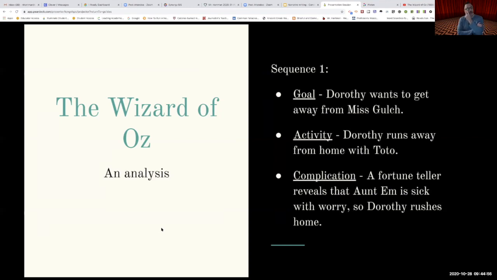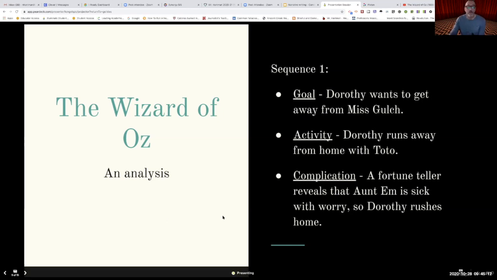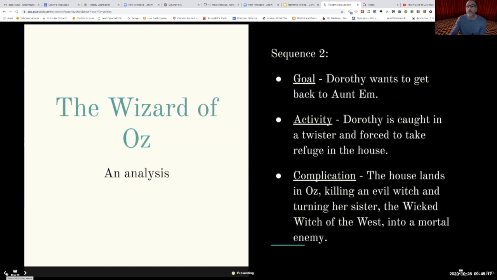Well, the complication is after Dorothy runs away from home, a fortune teller reveals that Aunt Em is sick with worry, and so Dorothy rushes home. And this is what I want to take a look at now. So Dorothy gets home, and that starts the second sequence. So Dorothy wants to get home to Aunt Em. Well, the activity is Dorothy gets caught in a twister, and she's forced to take refuge in the house.